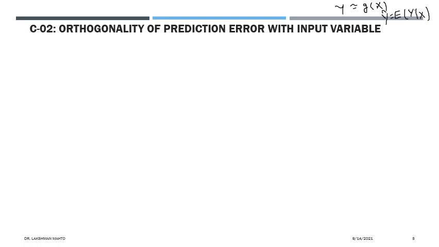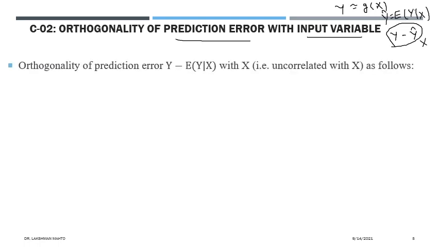This y cap is not exactly equal to y. If it is not exactly equal to y, then there is an error. That error term is y minus y cap. We can also say it is the prediction error, because we want to predict the y value for a given x. Then what is the relation of this prediction error with our attribute x? The prediction error has an orthogonal relation with respect to the input variable or attribute x. We will establish this orthogonality, and it is very easy to establish.